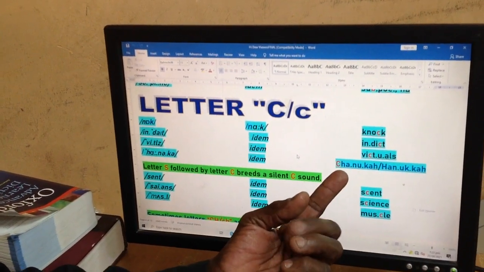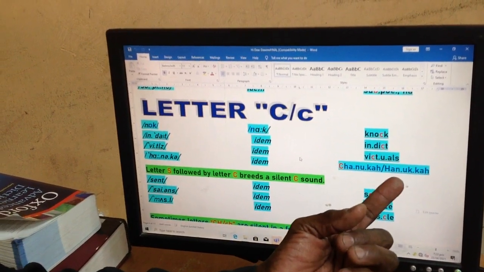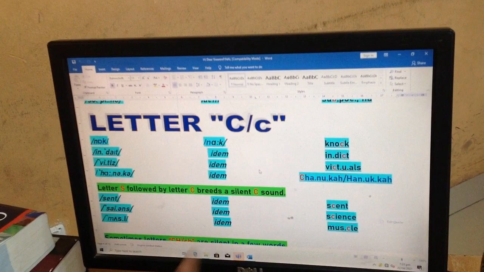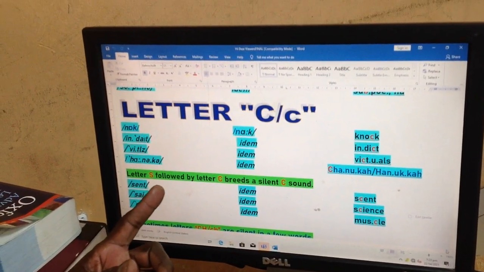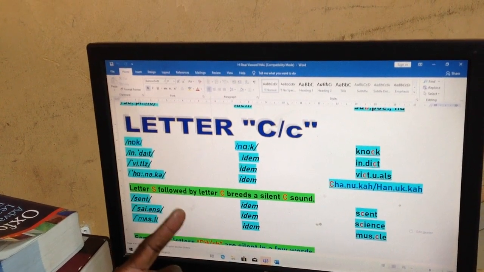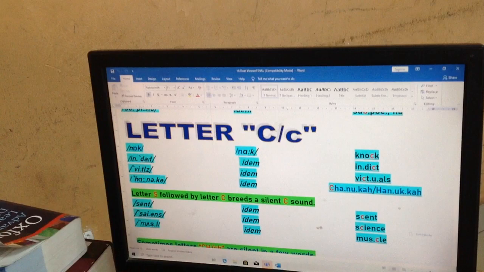But in its spelling, it has two spellings. This is more common, there is a C. This is less common. Whichever you choose would be acceptable. Then we say here, letter S, followed by letter C, breeds a silent C sound.